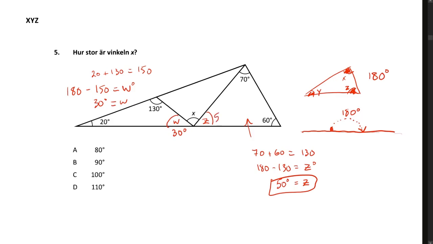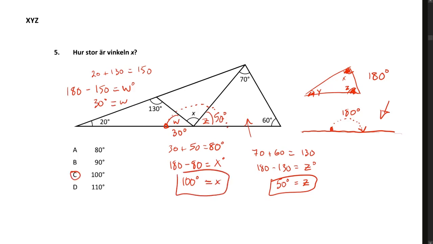So if this is 50 degrees, and we said that this rule now, to go from here all the way here is 180. We have two of the angles. So if we add those together, 30 plus 50, that's going to be equal to 80 degrees. And to find X, we can take the difference between 180 minus 80 degrees. That will give us X. And well, that's 100 degrees. Therefore, our answer is C.